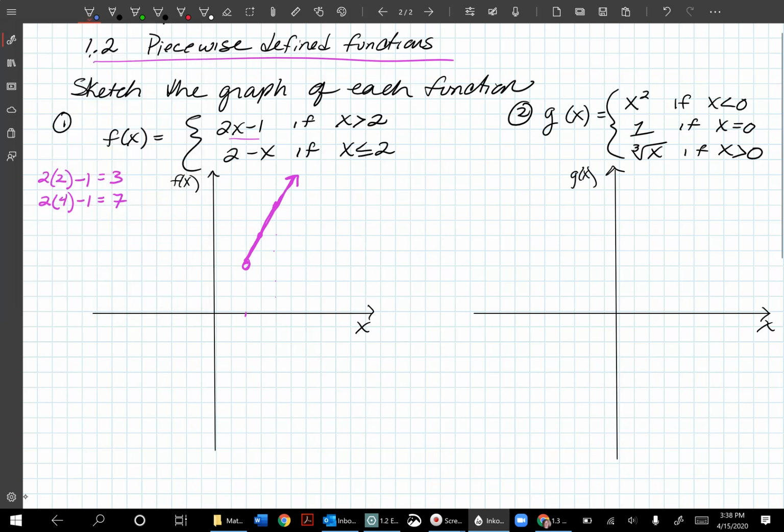Okay. So for this one, anything less than or equal to 2, I am going to use this function. So 2 minus 2, I'm going to start with that. I would get 0. So that's down here, and it includes 2, so I'm going to put a solid dot. Then I can, again, just use my slope if I wanted to, but I'm just going to pick some values that are less than 2. So I'm going to pick 0. So if I do 2 minus 0, I'm going to get 2.